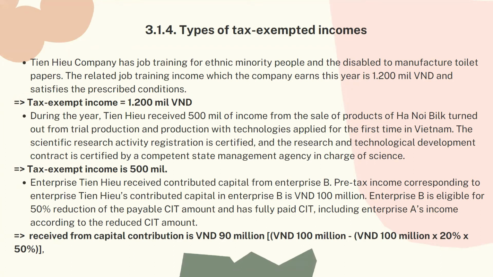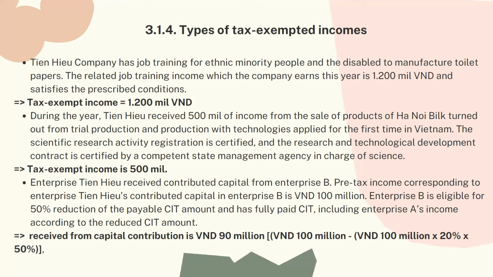Next, during the year, Tiền Hiếu received 500 million of income from the sale of products made from production with technology applied for the first time in Vietnam. The scientific research activity registration is certified, and the research and technological development contract is certified by a competent state management agency in charge of science. So tax exempt income equals 500 million.